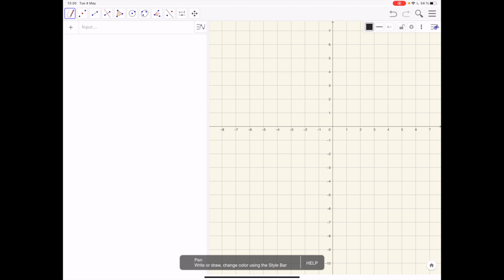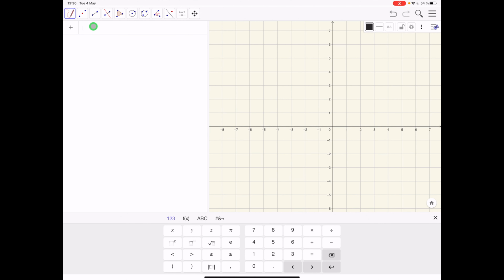So, what is the line? First, read the line for me. The line is 2x plus 3y equals 6. So this is my line. Okay, and then what was the point? A is 2 and 3. So that's the point.